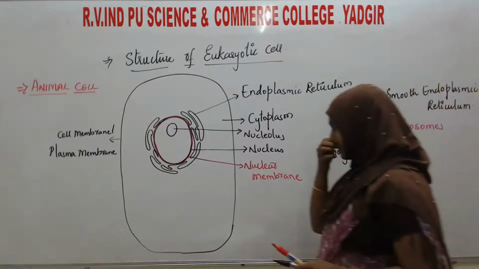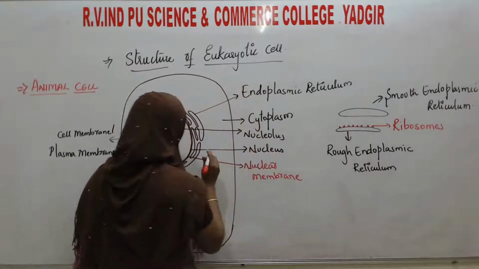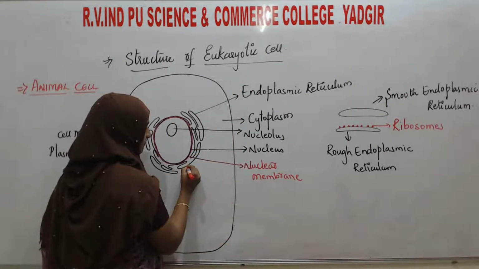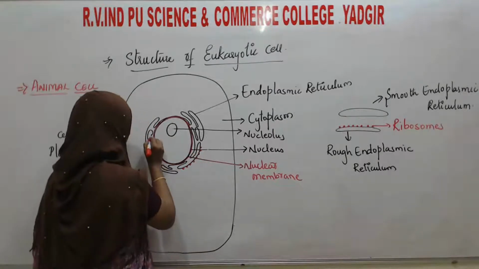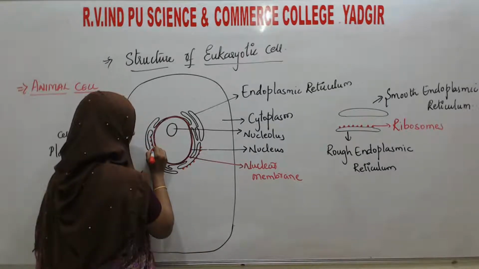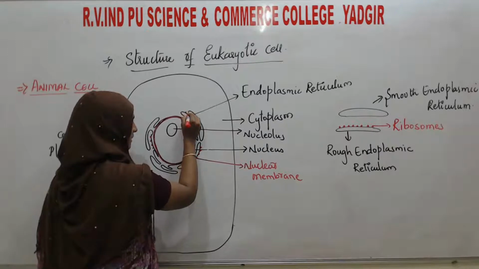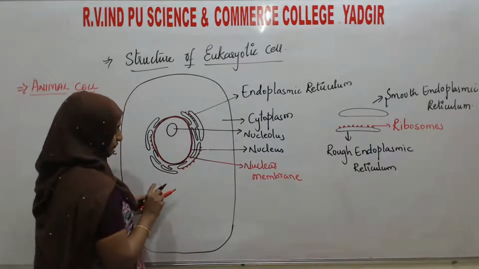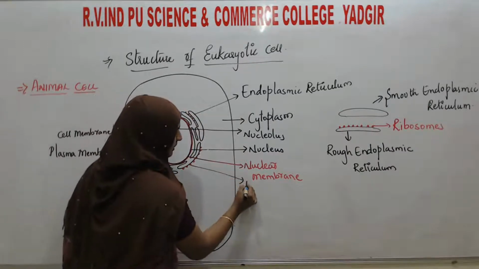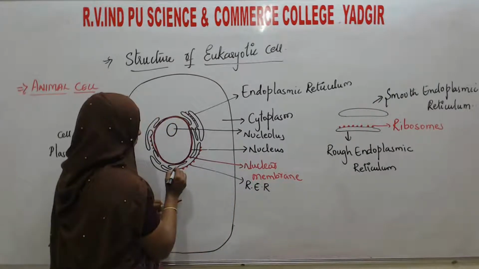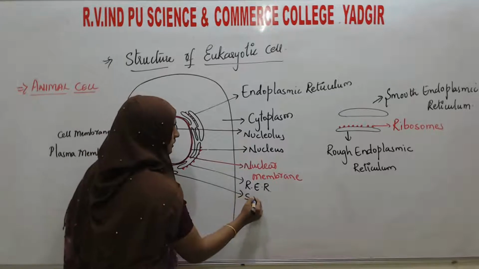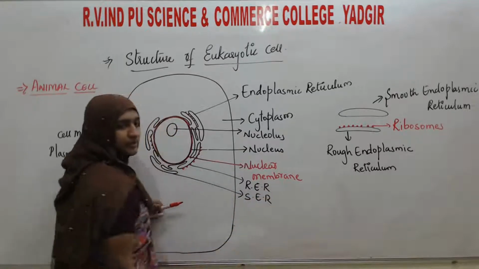Okay, that is the smooth endoplasmic reticulum. So here, on some of the endoplasmic reticulum, there is a presence of some ribosomes, and then we can call it the rough endoplasmic reticulum, RER, in short form you can write here. And one more, this is the smooth endoplasmic reticulum.